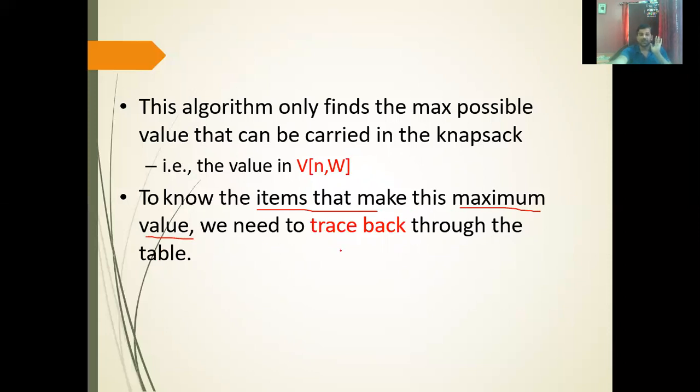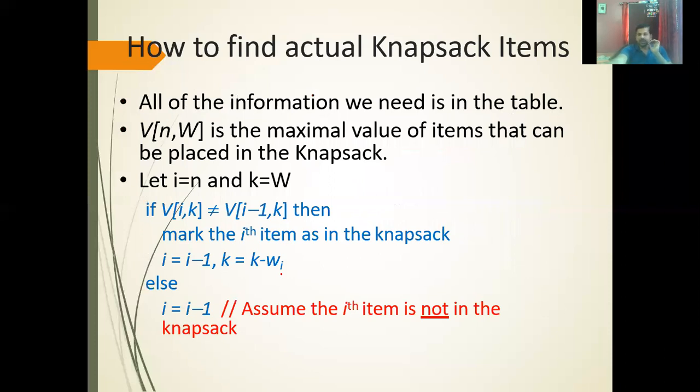So we need to trace back through the table actually. This algorithm only finds the maximum possible value that can be carried in the knapsack, and that we get in the last row, last column. N is 4, W is 5, a 4 cross 5 table, and I get the maximum benefit or profit. If I want to know which items to consider, I want to trace back through that particular table. We'll see how it is. We have a separate algorithm to know which of the items we have considered to yield the maximum benefit or profit.